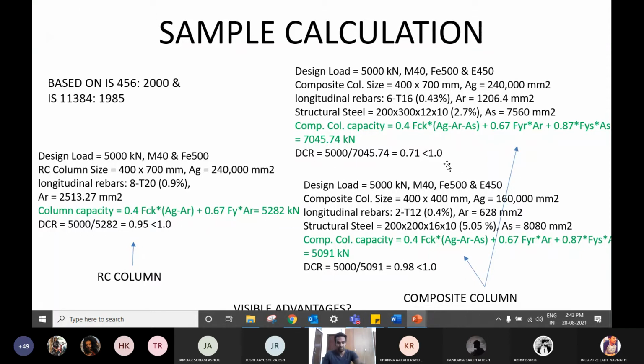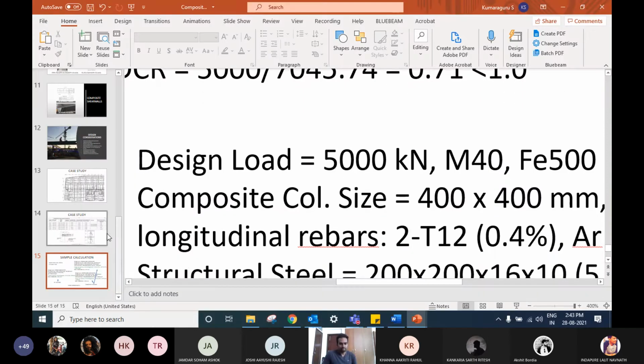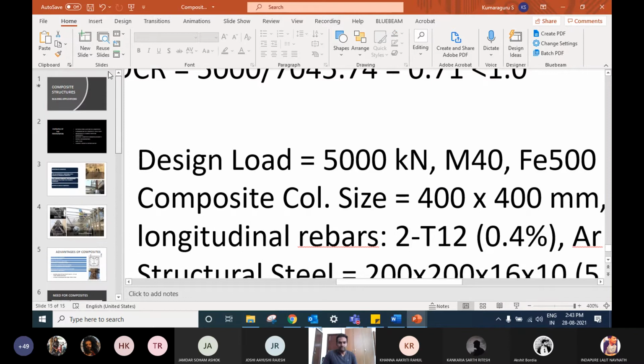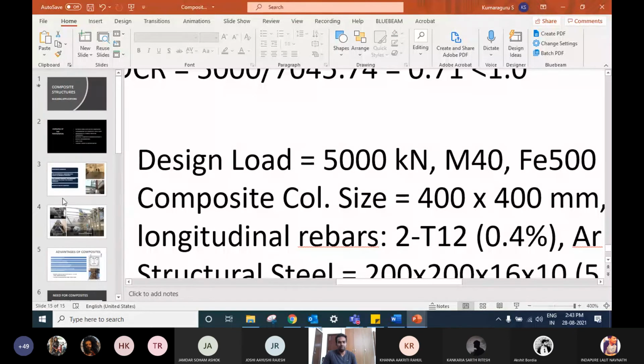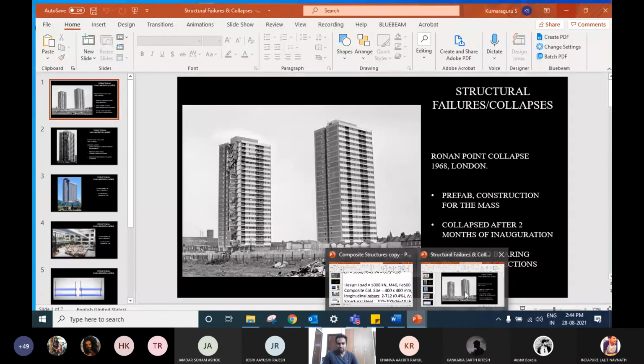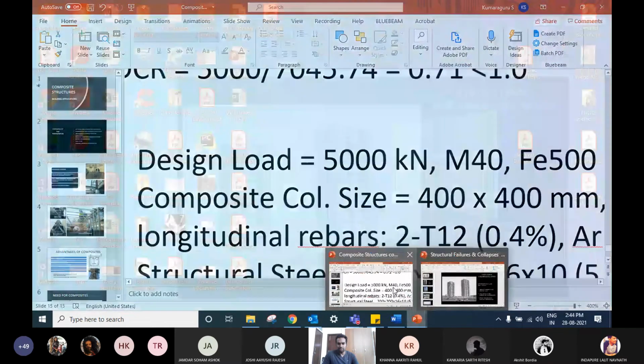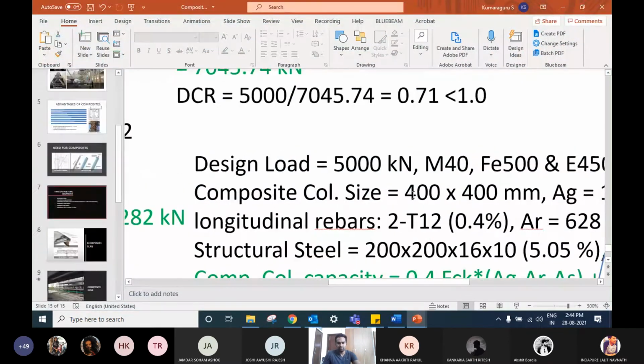I'll share this particular PPT; you can have it for reference. Any questions on this before we jump on to the next topic? We have 15 minutes more. I'll cover a few parts of structural collapse, things that you'd like to talk about. Do you have any questions now, guys?